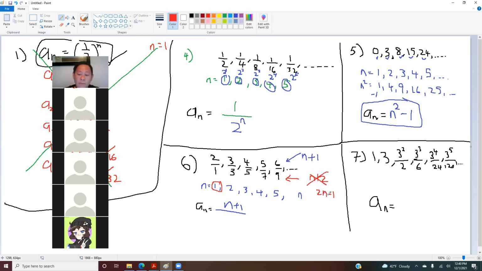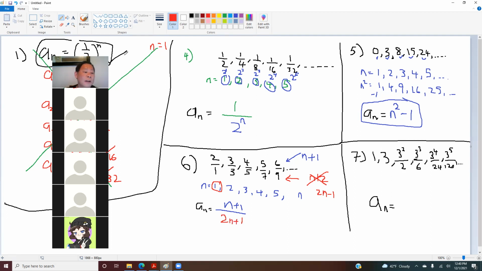2 times 1 is 2. 2 minus 1 is 1. Okay, that's good. 2 times 2 is 4. 4 minus 1 is 3. 3 times 2 is 6. 6 minus 1 is 5. So this is correct. This is 2n minus 1.